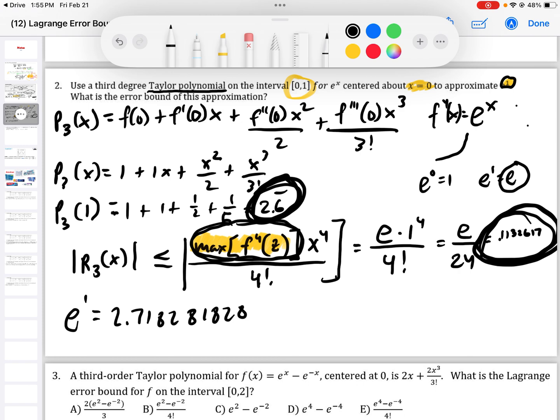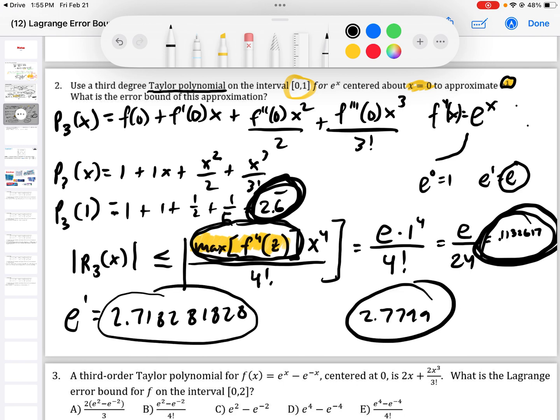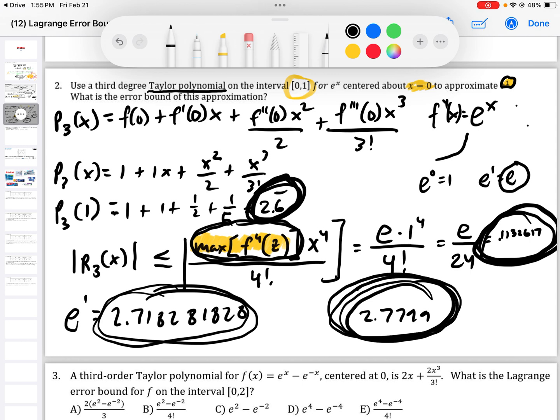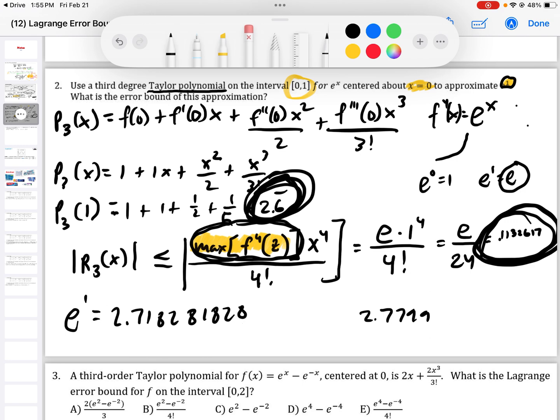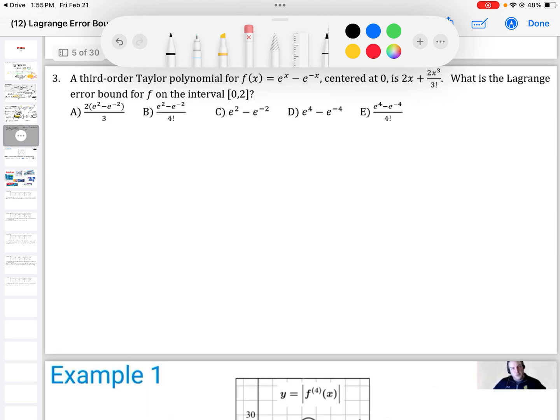If I add that error bound, 0.1132617, to 2.6 repeating, I get 2.7799, which you can tell is more than the actual value, right? So our error is within that much. The actual number is within our possible error. We are saying this could be off by as much as 0.113. Anyways, I think I'm just saying the same thing over and over again. It might not be making sense.